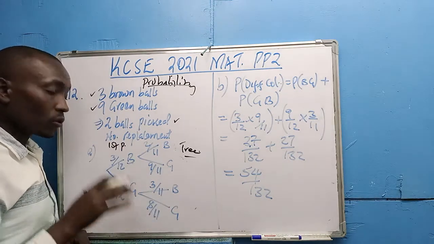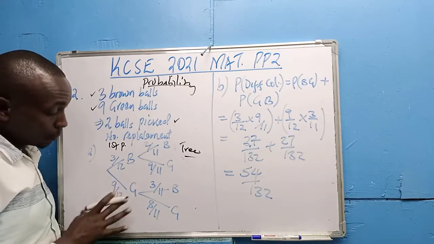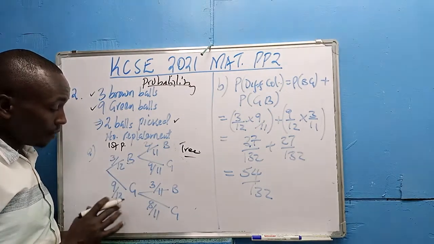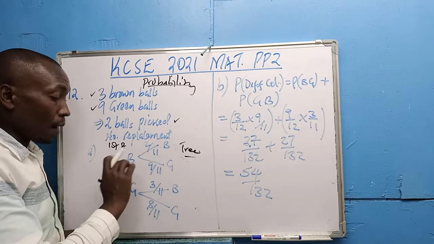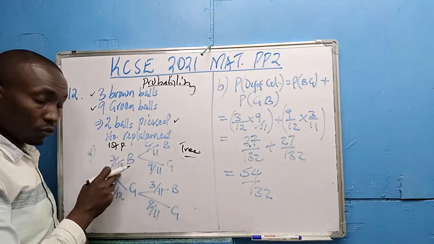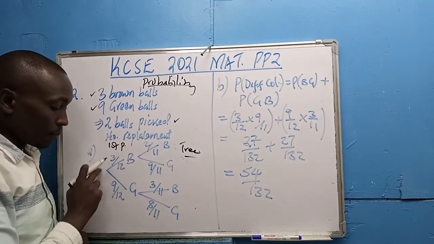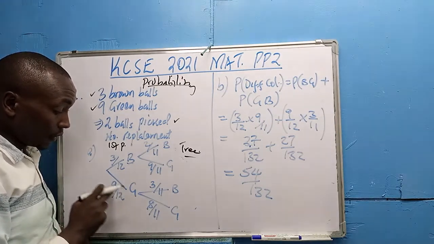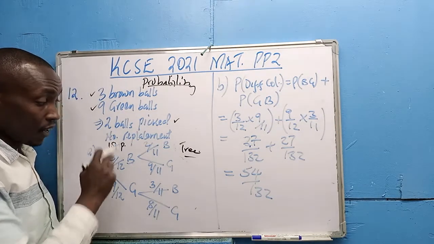If we do pick a ball at random from this basket or the bag, wherever they are, the probability of picking a brown ball is 3 out of 12 because there are 3. The probability of picking a green ball is 9 out of 12. That is the first picking.